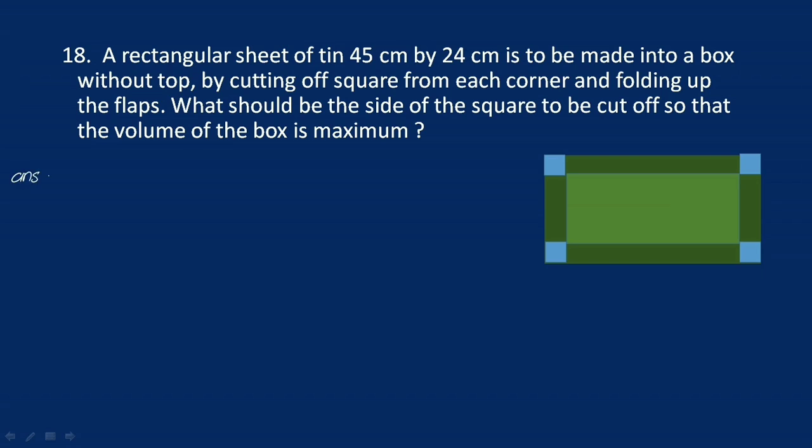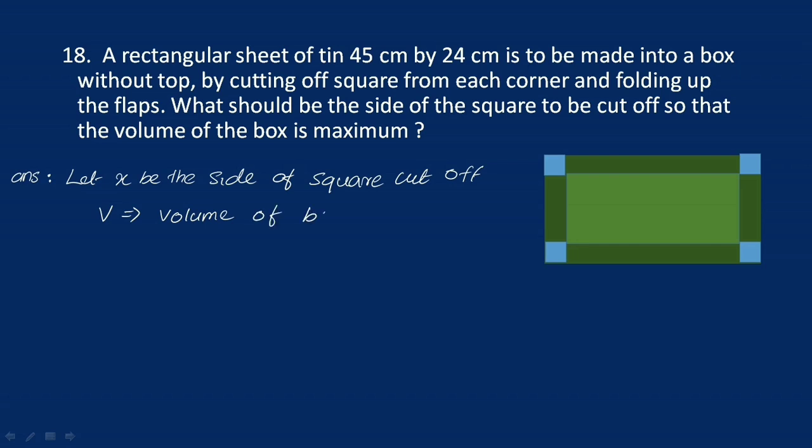maximum? So I have been given the rectangular sheet, and from each corner a square of x centimeter is being cut out. Now, let x be the side of the square cut off. And we want to find the volume, right? It should be maximum. So let V be the volume of the box. Now we have been given the rectangular sheet with 45 cm and 24 cm as length and breadth.